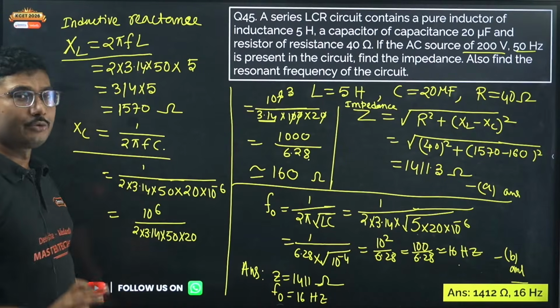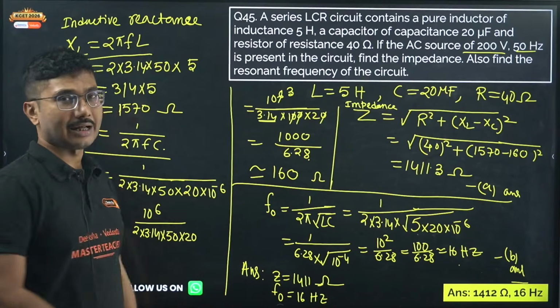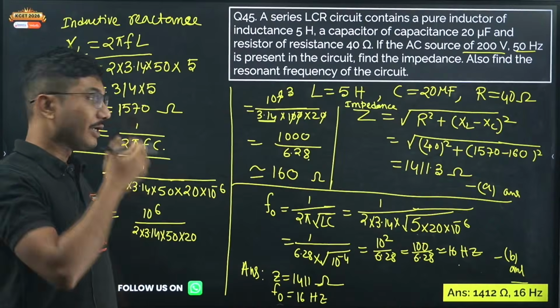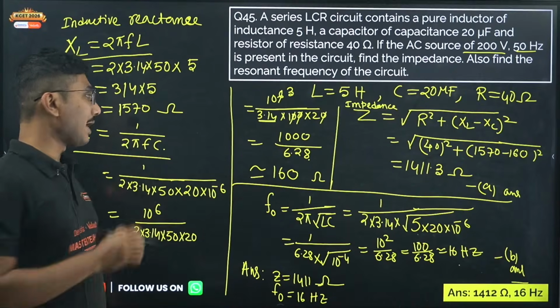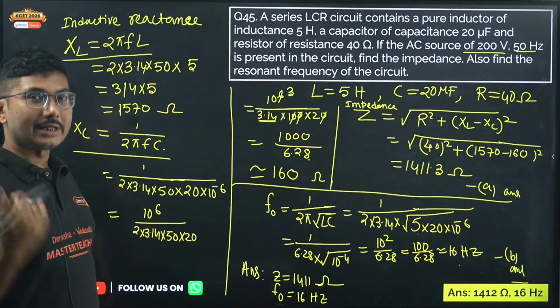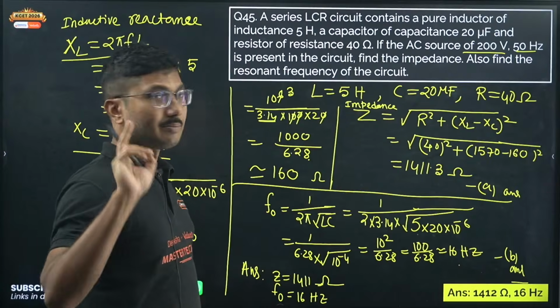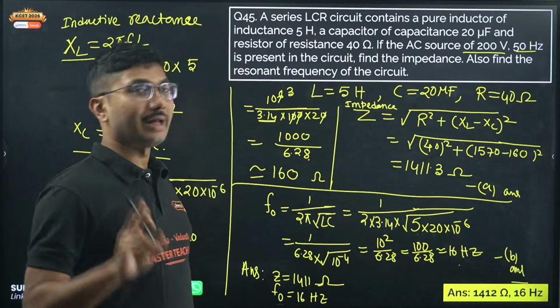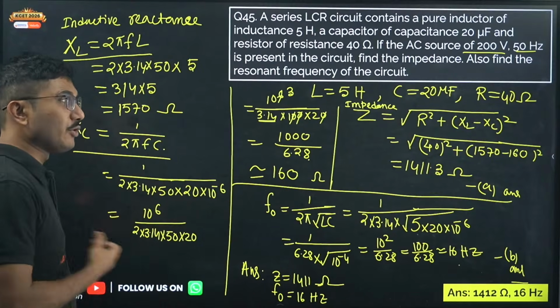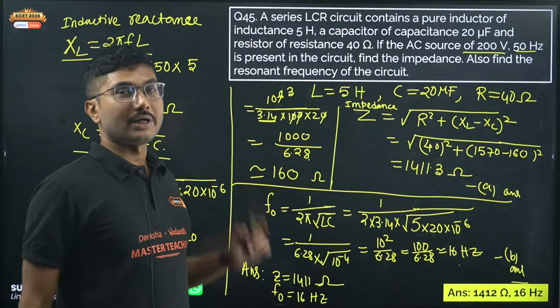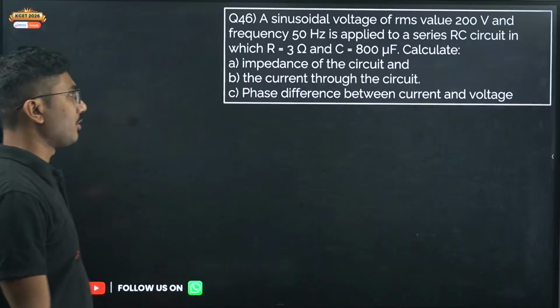Obviously the formula you have to write. Then you substitute. Do not start writing from the second line. You know the formula, but writing directly will not be accepted. Write the formula, then put the values, then calculate. So writing the formula is very, very important. Even though you are not declaring the terms, writing the formula is very, very important.